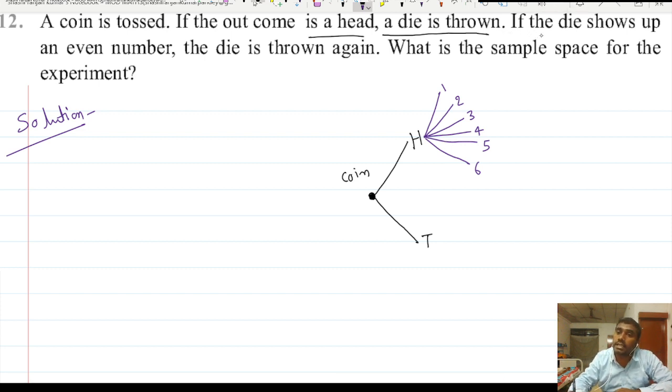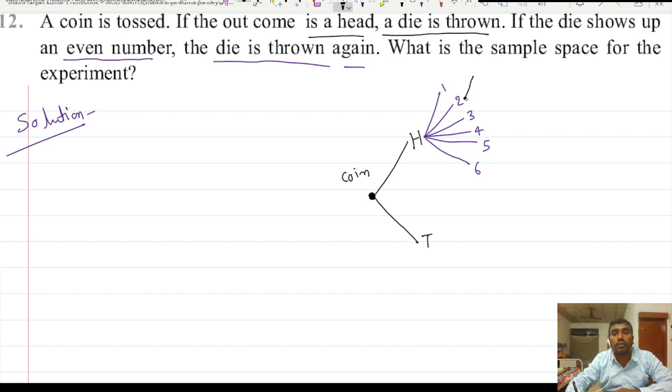Now see the next line. If the die shows an even number, then what do we have to do? Then the die is thrown once again. So if the die shows an even number, let us suppose this case, that the die shows 2. Then we have to throw the die once again.